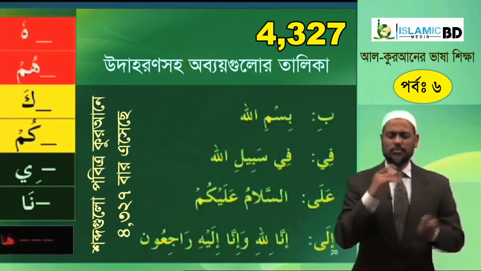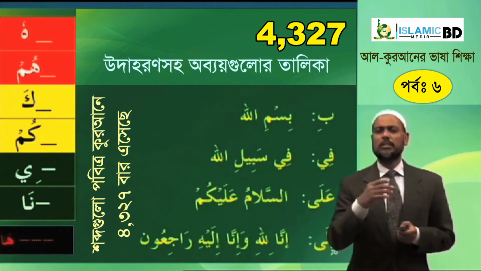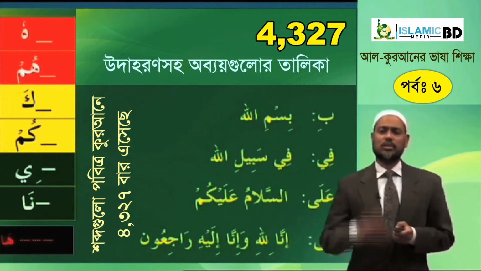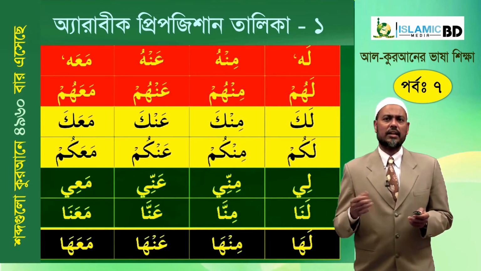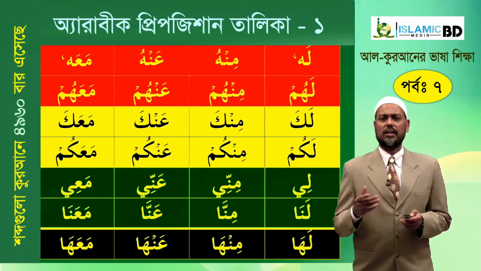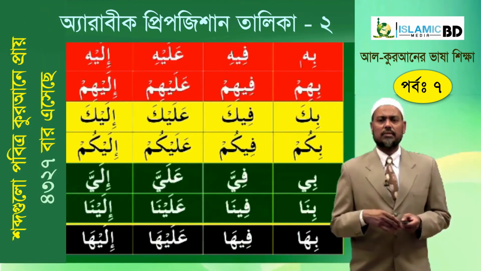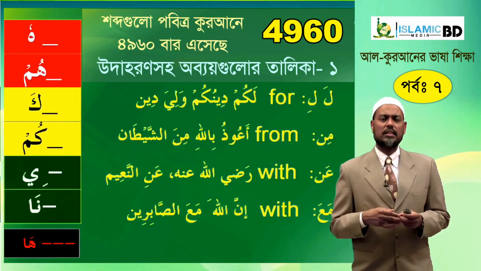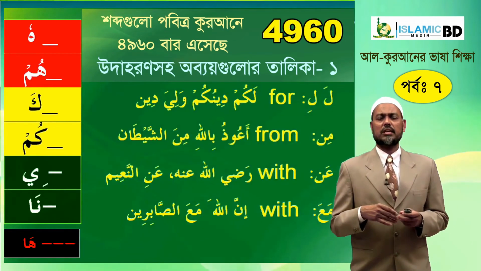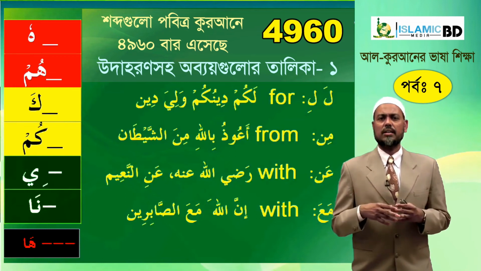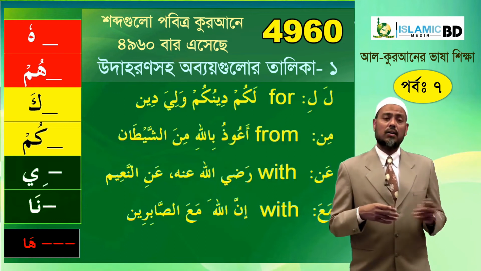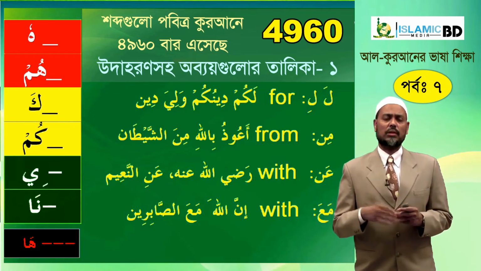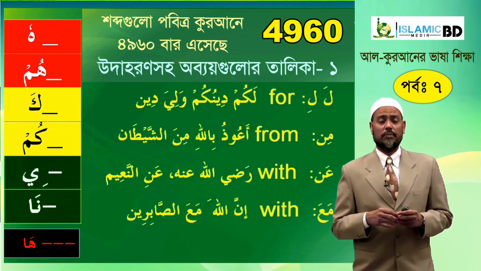So if you forget, you will remember the meanings through examples. Just remember the examples and meanings will come. And we have learned different letters like la, min, an, ma'a, bi, fi, ala and ila. So let us just revise these letters because they are very important. These 8 letters have come in the Quran with hu, hum, ka, kum, i, na and ha almost 10,000 times. So let us learn it thoroughly.